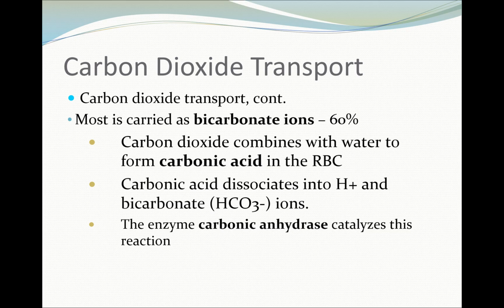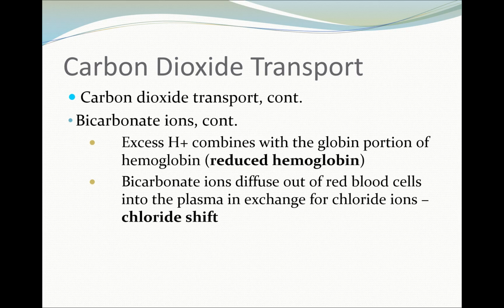this reaction. So this is an important aspect of transport because it influences the pH of your blood and tissue fluid. So excess hydrogen ions will combine with the globin portion of hemoglobin, and that is called a reduced hemoglobin. And then bicarbonate ions will diffuse out of the red blood cells into the plasma in exchange for chloride ions. And we call this the chloride shift.